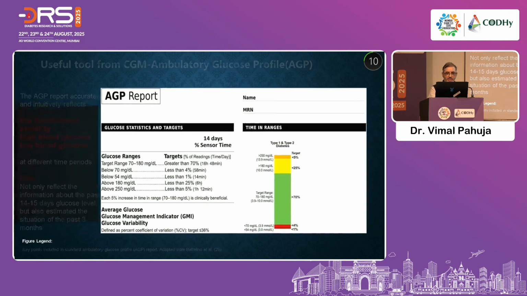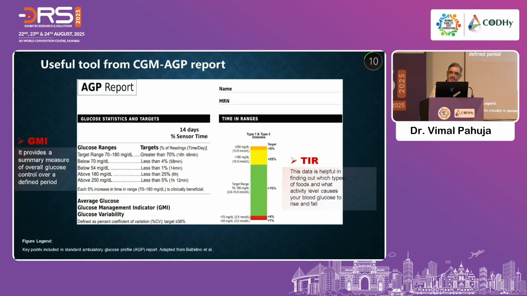I'll dwell into the details of it. You can see there is time in range between 70 to 180. It should be around 70% and more. Above 180 to 250 should be less than 25%. Time above range, above 250, should be less than 5%. And time below range also, 4% and 1%, the lower ranges. So you have to look into the ranges very importantly, and the readings should be in these ranges if you want to accept the glucose readings.